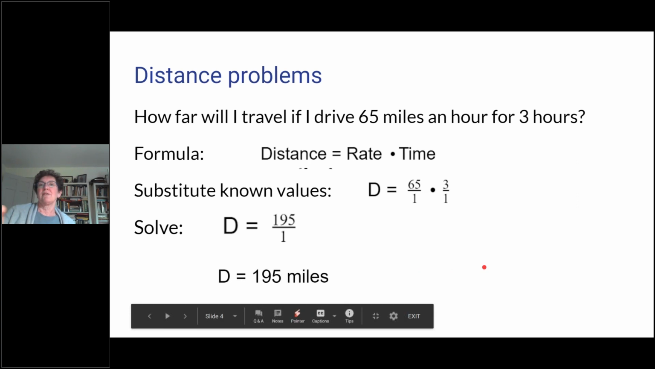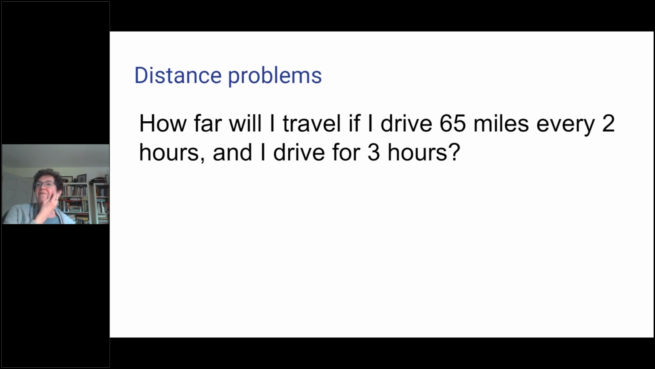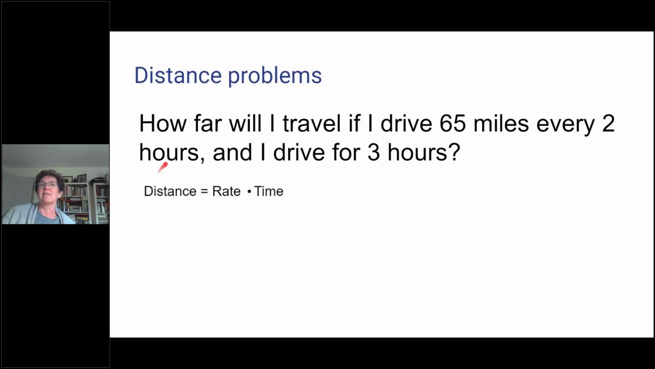All right, let's look at a different example. How far will I travel if I drive 65 miles every 2 hours and I drive for 3 hours? So what's our formula? Distance equals rate times time. It's asking me how far, so I know distance is going to be my unknown. And then my rate, I'm looking for a ratio, 65 miles every 2 hours. So this fraction is going to be 65 miles over 2 hours.